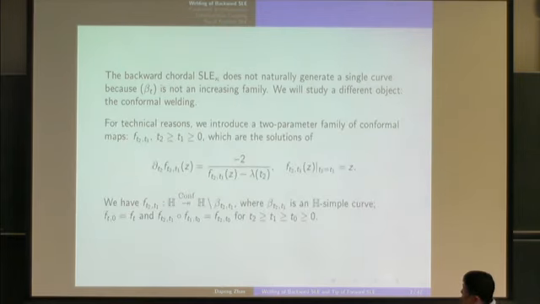For technical reasons, we introduce a two-parameter family of conformal maps, f_{t1,t2}, which are solutions of the following equation. You can think of it as the backward SLE driven by lambda on the interval from t1 to t2. So it satisfies these equations: f_{t2,t1} composed with f_{t1,t0} equals f_{t2,t0}.